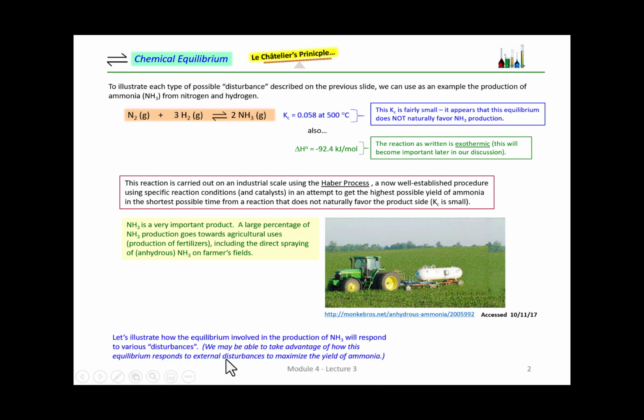So let's illustrate how the equilibrium involved in the production of ammonia will respond to various disturbances. So what we're going to try to do is see if we can take advantage of how this equilibrium responds to external disturbances to maximize the yield of ammonia. So let's start with a change in concentration, or suddenly changing the concentration of reactants or products, and see its effect on this equilibrium.